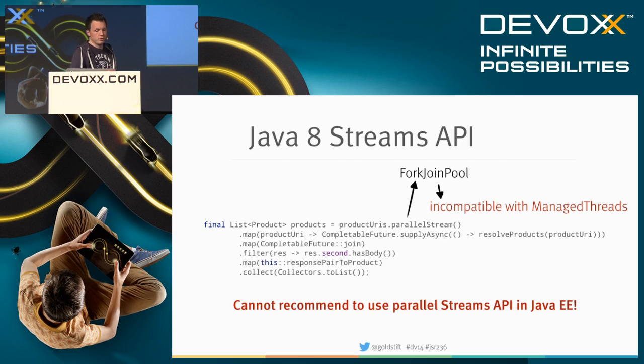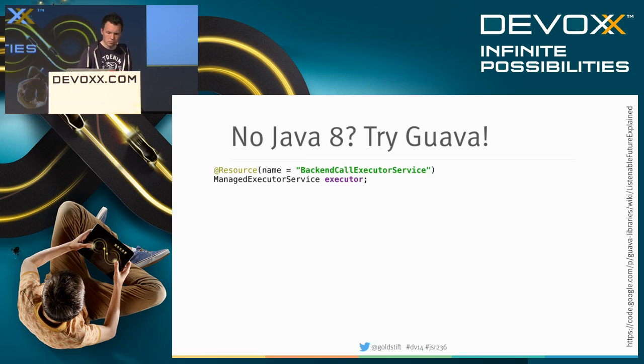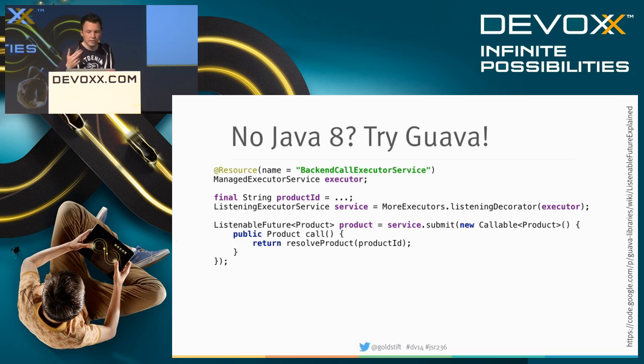Okay, if we cannot use the parallel stream, of course we can use the streams API and we can use the completable futures. But what if we don't have Java 8? Well, let's try with Guava. What happens? I just use a managed executor service again. I decorate this with a listening executor service. This is a class from Guava, obviously. And then I submit a callable to this service, which returns the ListenableFuture.